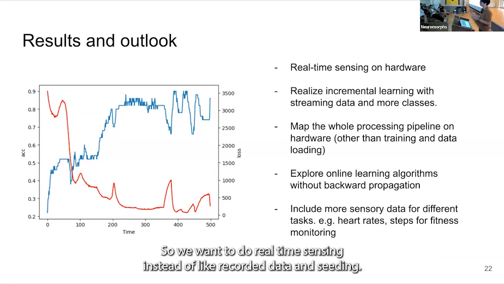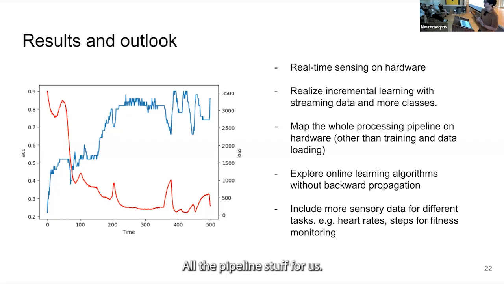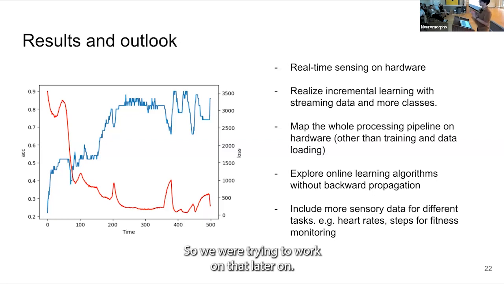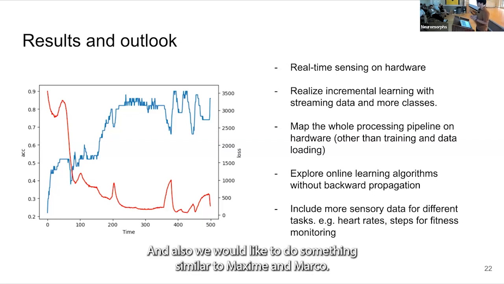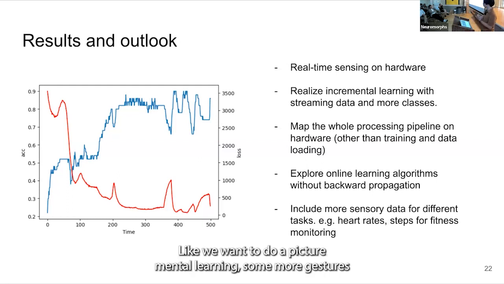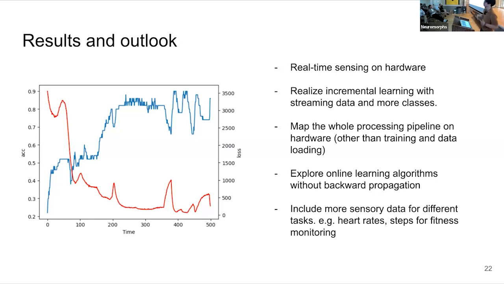We want to do real-time sensing instead of recording the data and feeding it in. But right now, the pipeline is not built yet, so we will try to work on it later on. And also, we would like to do something similar to Maxime and Marco. We want to do incremental learning for more gestures in addition to jumping jacks and burpees.